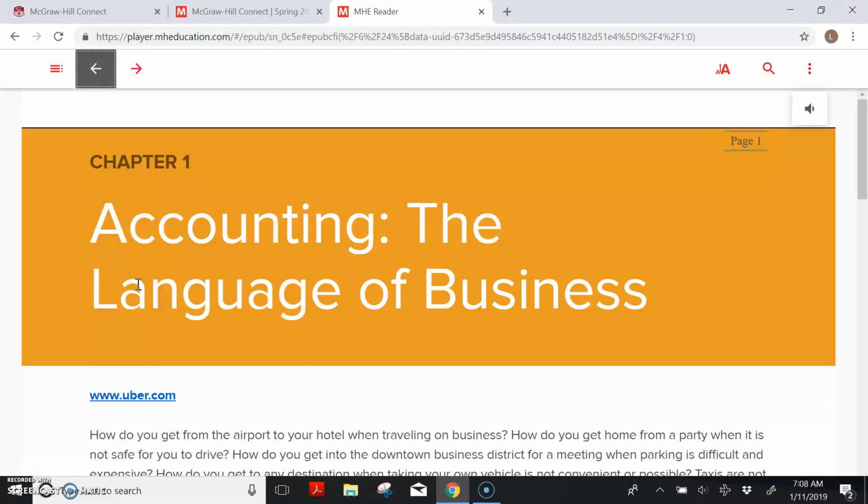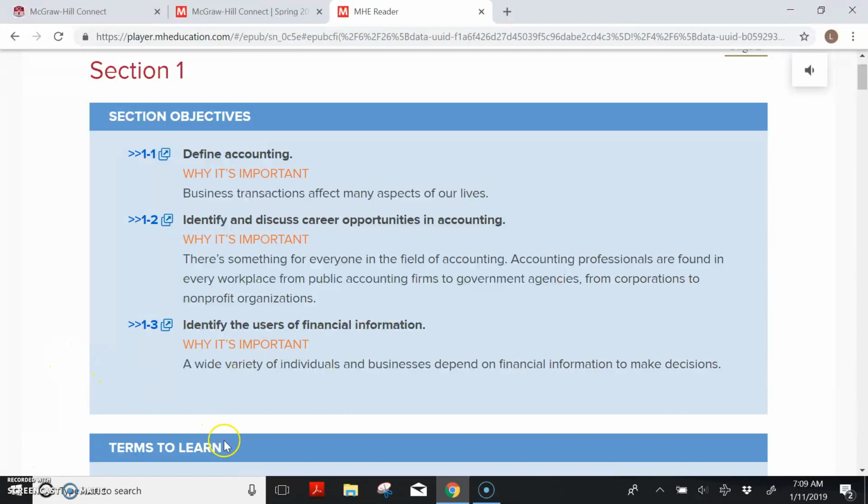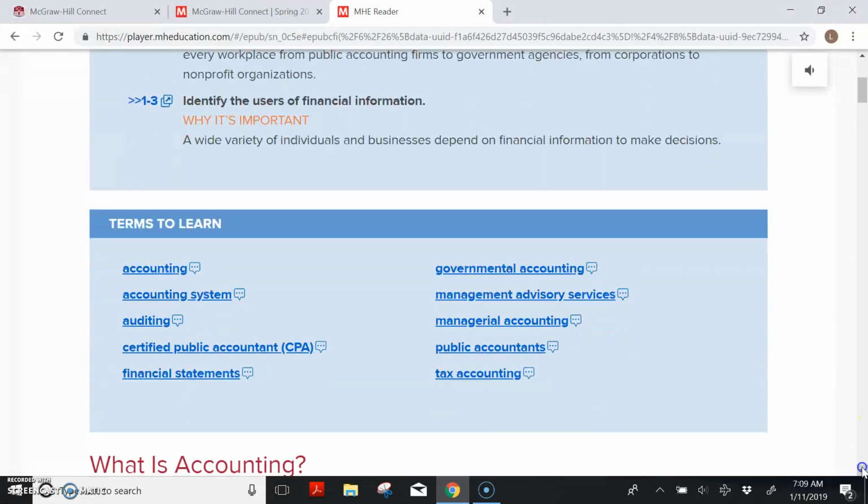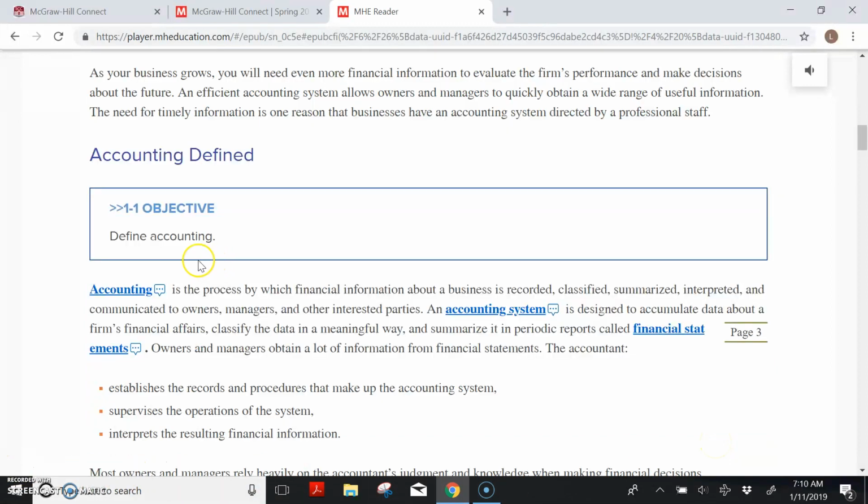As you read Chapter 1 and future chapters in the textbook, I want you to keep in mind that there is lots of terminology that you need to learn for accounting. And this is a good spot to begin learning the language of accounting and the language of business. Terms to learn are identified in each section. For instance, accounting, accounting systems, and financial statements are all defined here on pages 2 and 3.